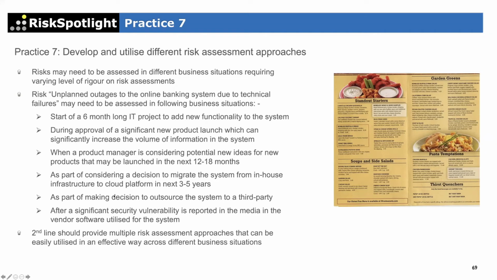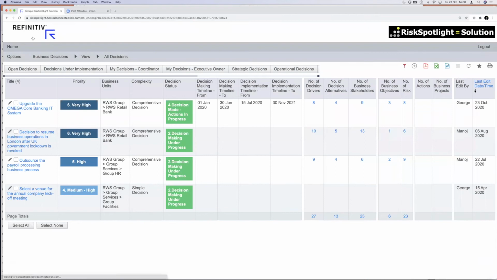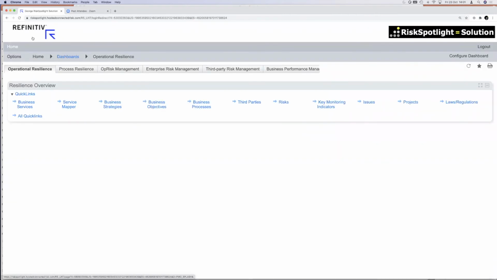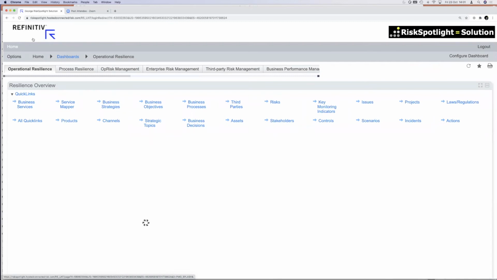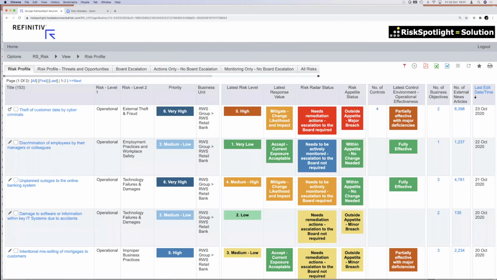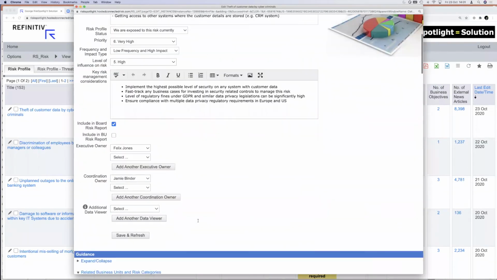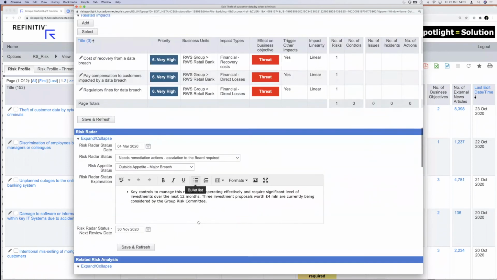But if we don't give them a choice of different risk assessment approaches, then they will not look at that risk. So let me show an example of what this looks like, because this is another flaw we've seen in a lot of existing risk management systems, where there's just one approach and everybody has to use just that one approach for assessing their risk. So if I open this risk of theft of customer data by cyber criminals, which is one of the operational risks you would have on your risk register, what we have given is a menu.